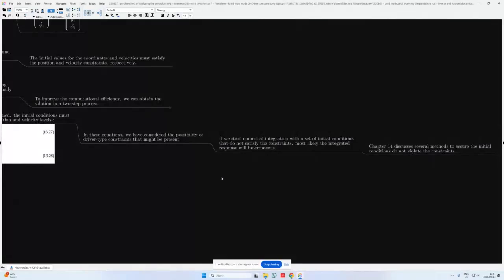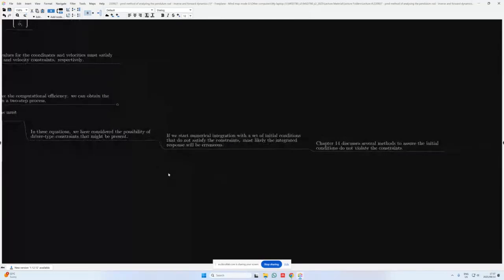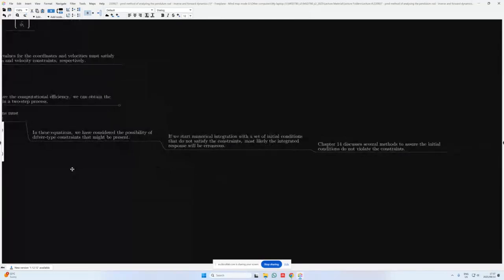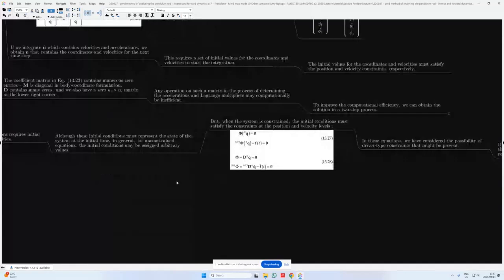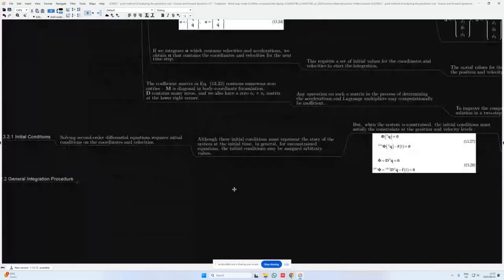Chapter 14 discusses several methods to ensure the initial conditions do not violate the constraints. From our perspective, when we run the DAP-BC program, you'll remember that one of the inputs that we give is whether we want to perform initial condition correction. It's always good practice to click yes in that case, mainly because it ensures that any truncation errors or round-off errors that you may have made when you provided input in your script are taken into account, reworked, and all of the connections between the bodies are satisfied.